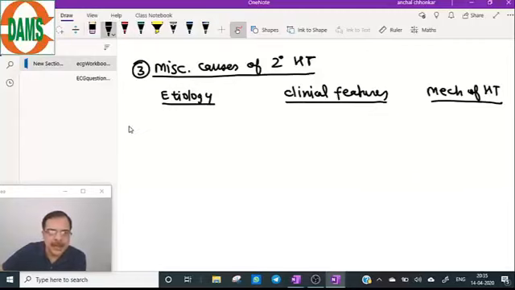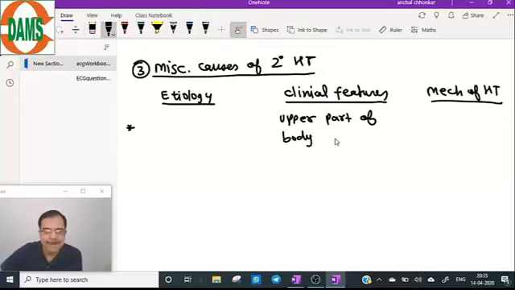So now the etiology number one, clinical features. The clinical feature of this condition is that the upper part of the body is more developed than the lower part.